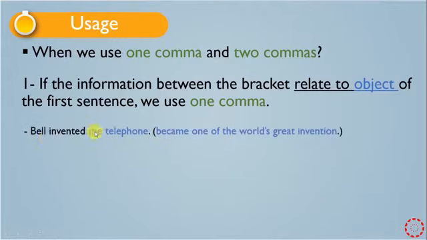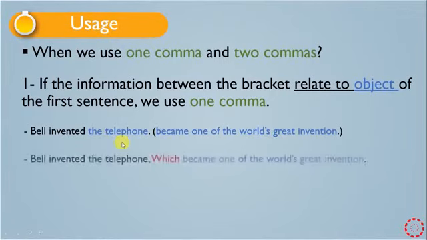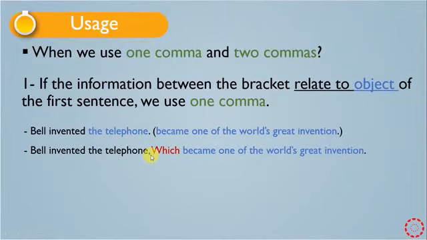Look at this example. Bell invented the telephone. The telephone here is an object. And this is the extra information that we have between the brackets: became one of the world's great inventions. This information is related to the object of the first sentence, which is the telephone. That's why we use 1 comma in this sentence.